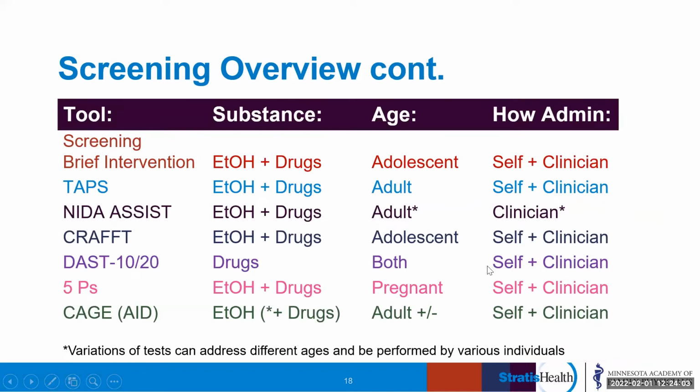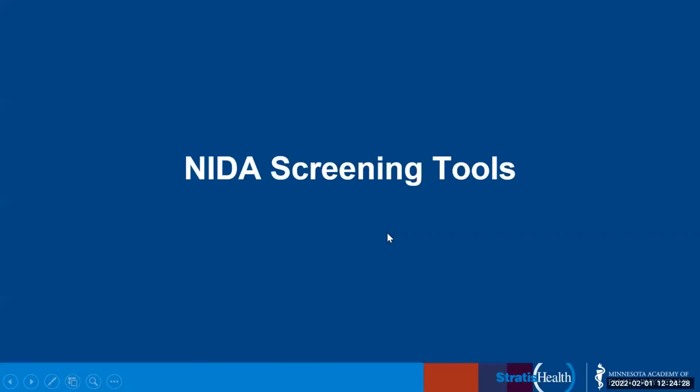This is just so y'all have it in a pretty color-coded chart. I did this on an airplane, so I got really into the colors. These are the ones we're just going to quickly talk about. Some of them are much better with certain substances, as you can see, as the DAST doesn't touch on alcohol. Some of them are better for certain ages, and some of them are patient administered or self-administered. Okay, so we're going to break them down.